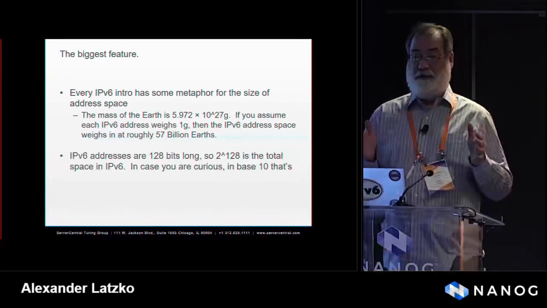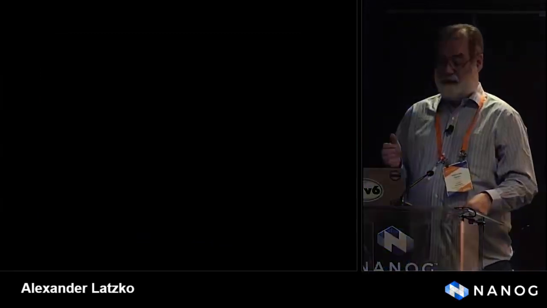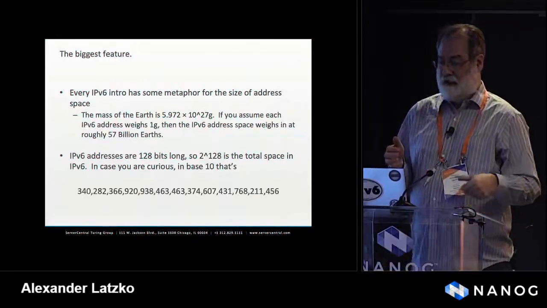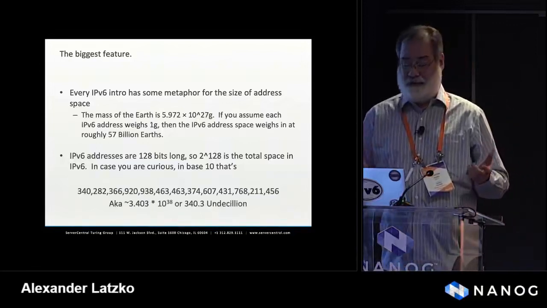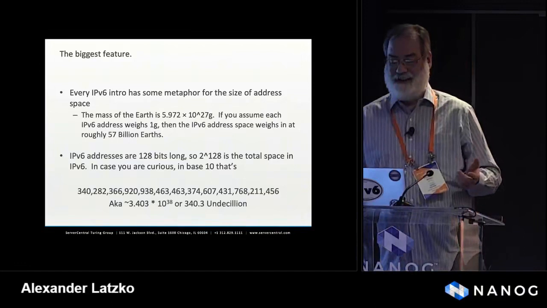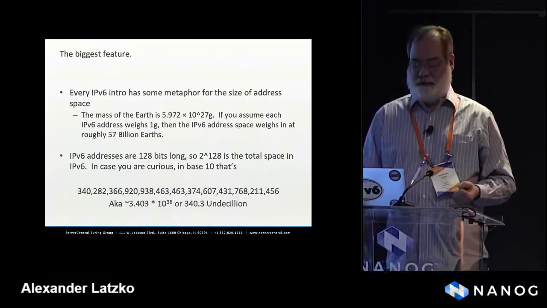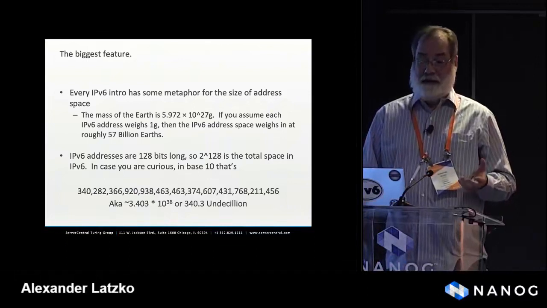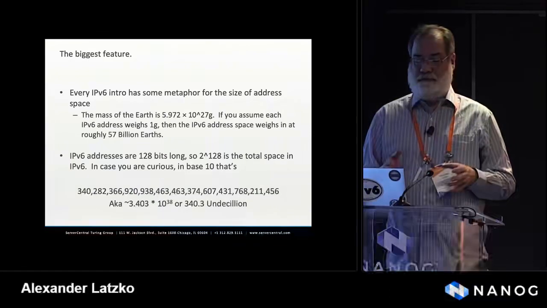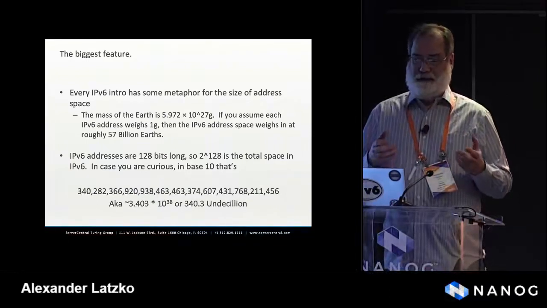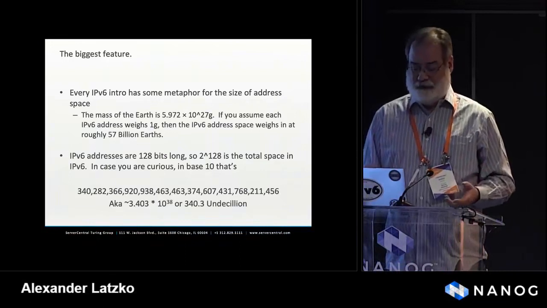But it's a 128-bit long number, which is really kind of hard to do as a decimal. And it's big: 3.4 times 10 to the 38th, an undecillion. It's a number you just can't wrap your head around, it's so big. But right now, we've only allocated a very small fraction of it. It's still about 2 to the 125th available spaces after what's been allocated.